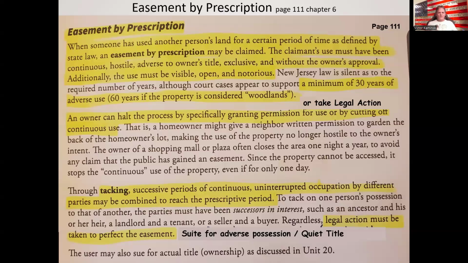All right, now through tacking, you could add on possession of one party to another to reach that prescriptive period. And legal action must be taken to perfect the suit for adverse possession.